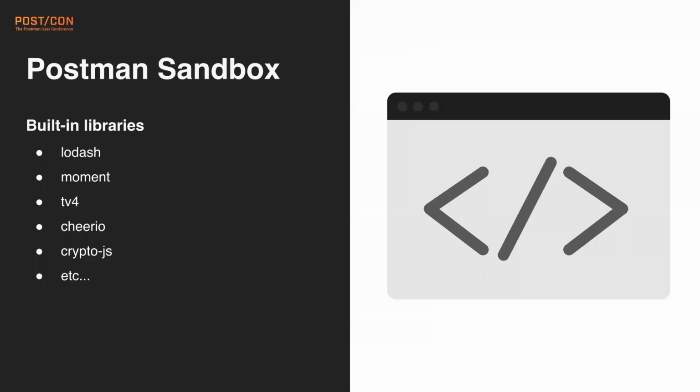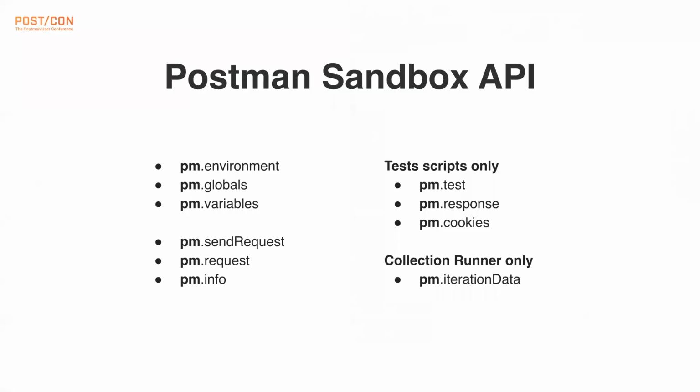Okay. All these libraries do different things, and we'll be looking at a few of them today. In addition to TV4, I believe that Moment will be coming up as well. So the Sandbox API gives us access to not just things like PM.test, but a variety of other things. So we saw PM.environment earlier, but we also looked at PM.global, and we can also define PM.variables.